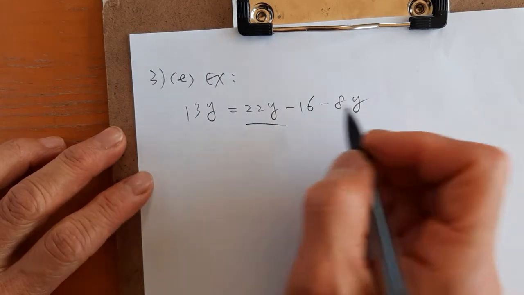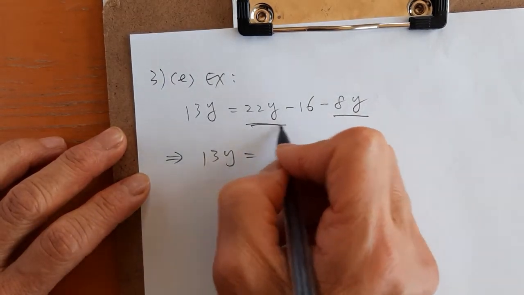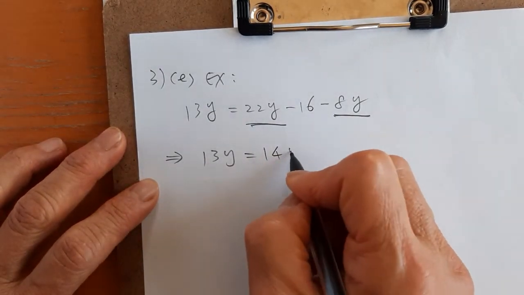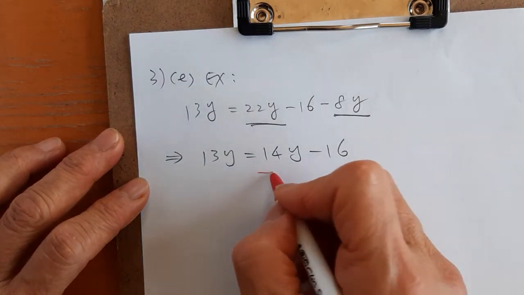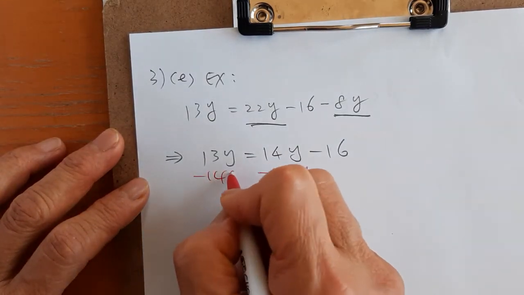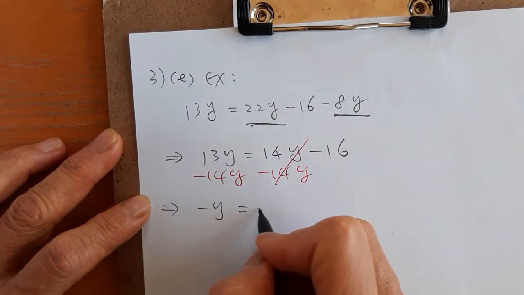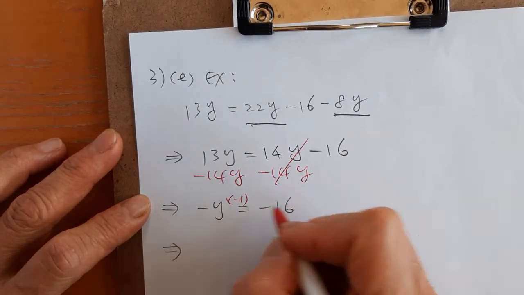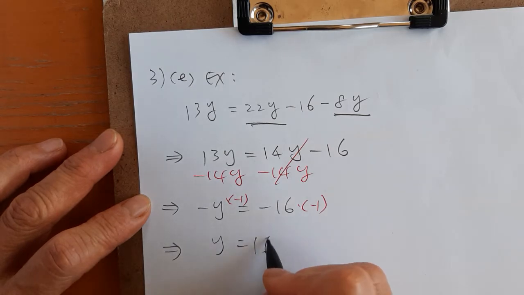So first of all, you can combine like terms. So it's 13y equals 22y minus 8y, which is 14y, minus 16. Then you subtract 14y from both sides, and you will get negative y equals negative 16. Then multiply by negative 1 on both sides to become positive. So this is y equals 16.